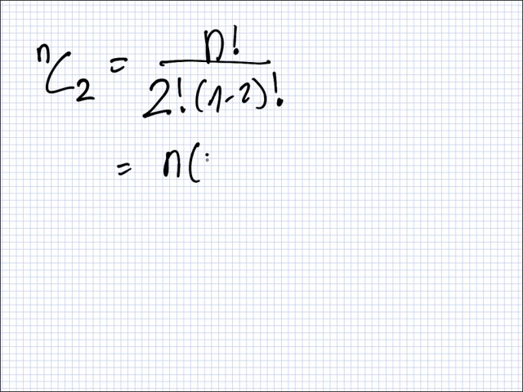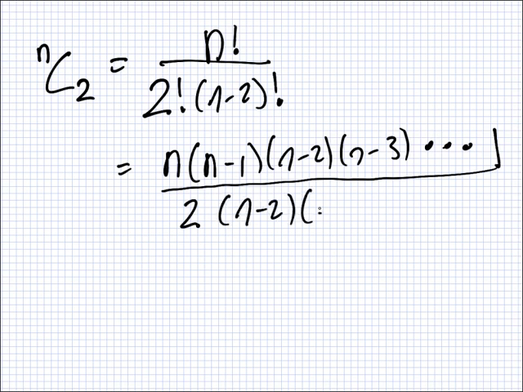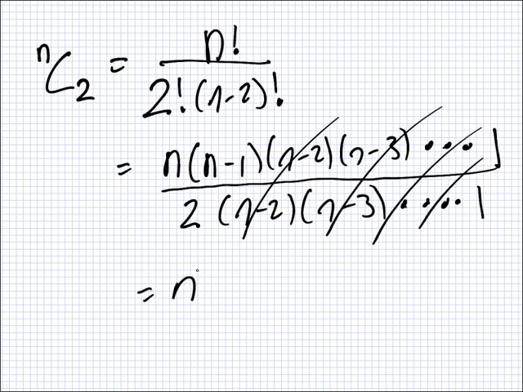So n factorial is n times (n minus 1) times (n minus 2), and so on, finishing at 1. 2 factorial is 2. And (n minus 2) factorial is (n minus 2), (n minus 3), down to 1. So we can divide and cancel, and you're left with (n squared minus n) over 2. So that's the nC2 formula. In a moment, if you want to write that down, we'll go back to the main question.